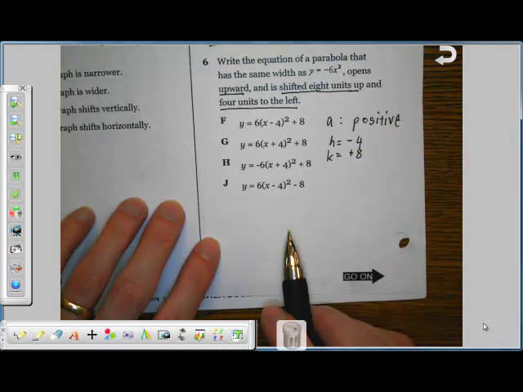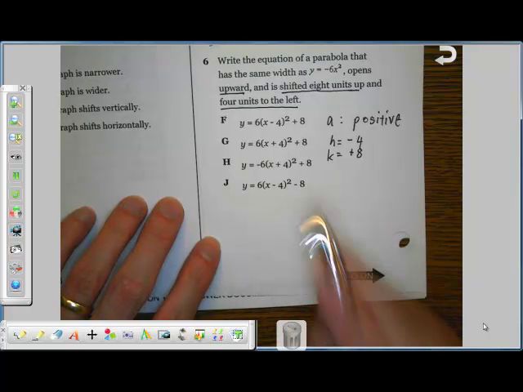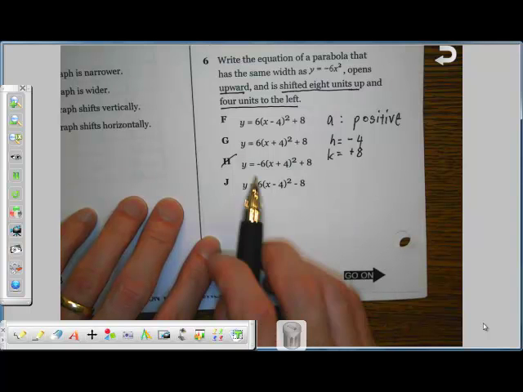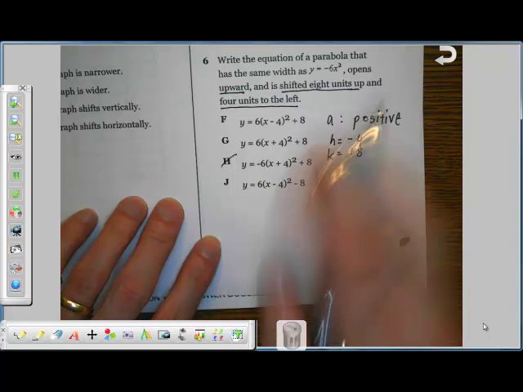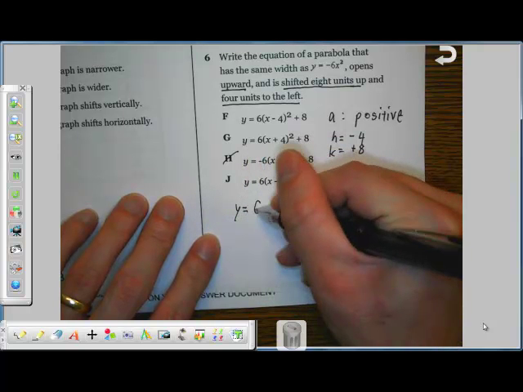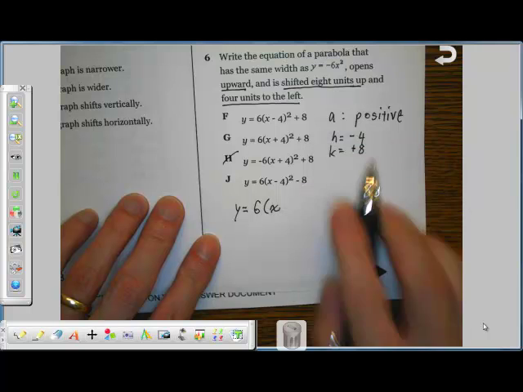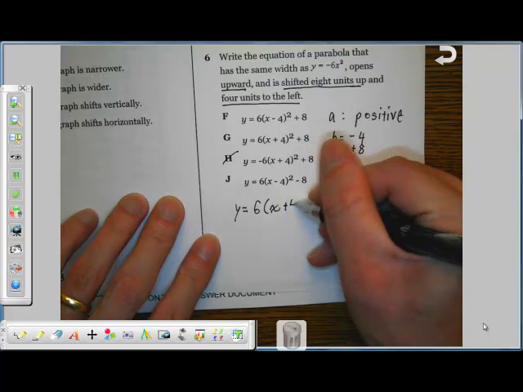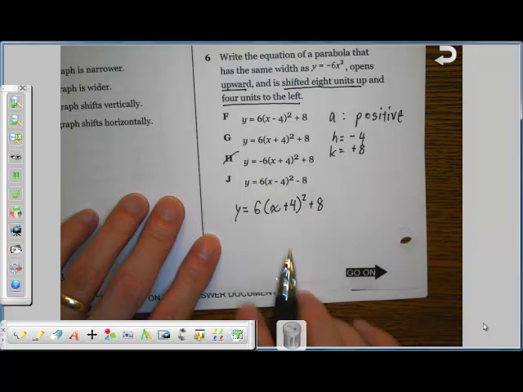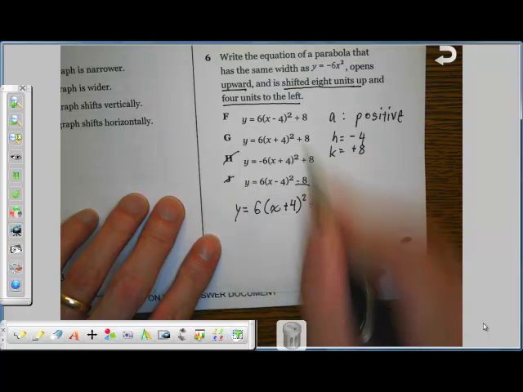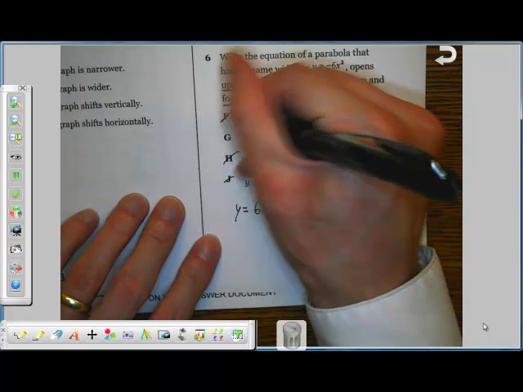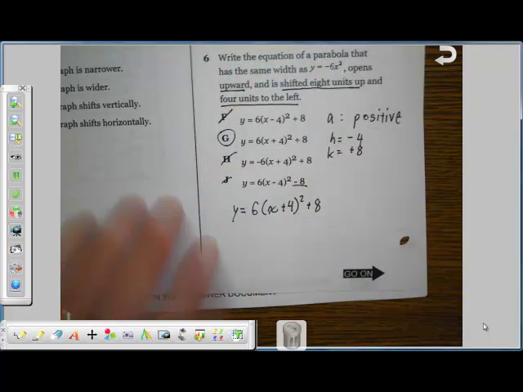So now, I know right off the bat that h is wrong because it's negative. I remember that insiders lie, so I know that my equation is going to be that y is equal to 6 times x plus 4, quantity squared, plus 8. So that means I can eliminate J because 8 is negative here, and I can eliminate F because insiders lie. And so there's our final solution.